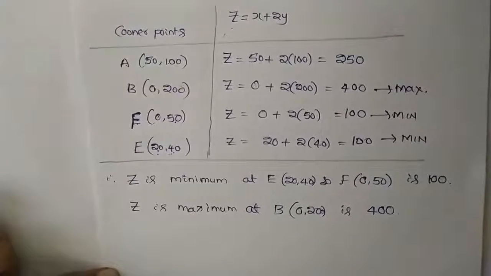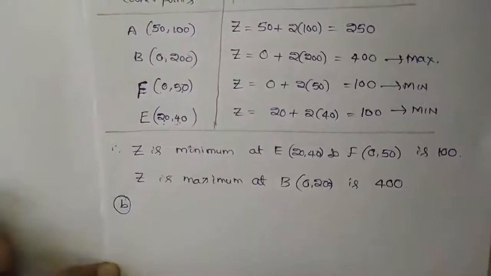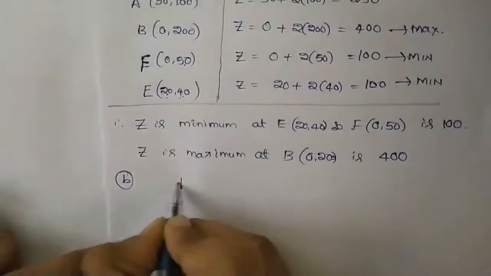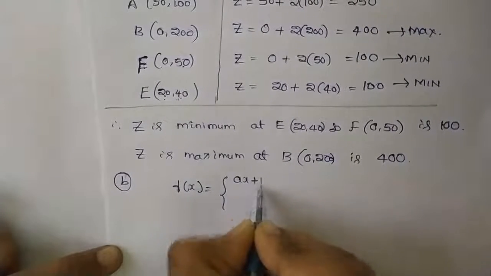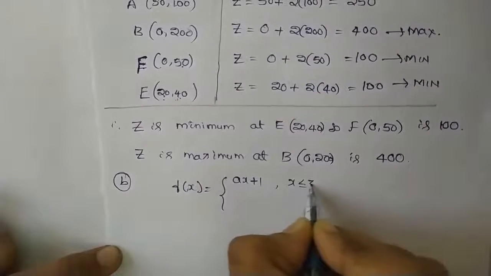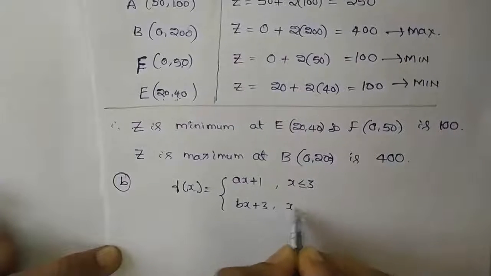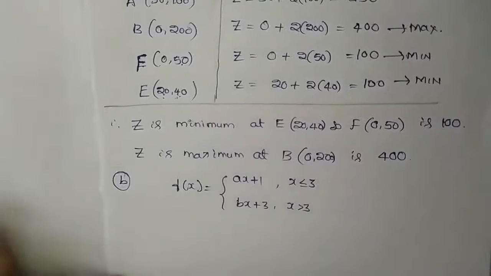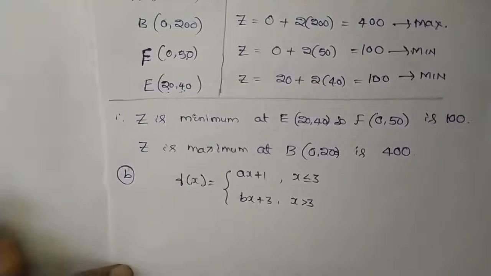Next we will have the last question, a continuity question. See that question. f of x equals ax plus 1, where x is less than or equal to 3, and bx plus 3, where x is greater than 3, is continuous at x equals 3. We need to find the relation between a and b.